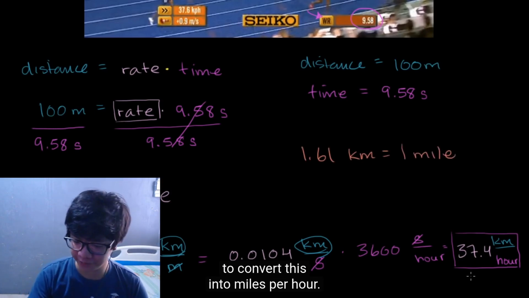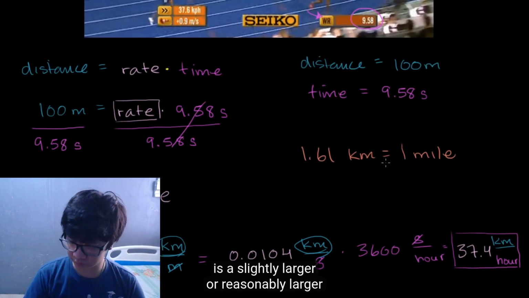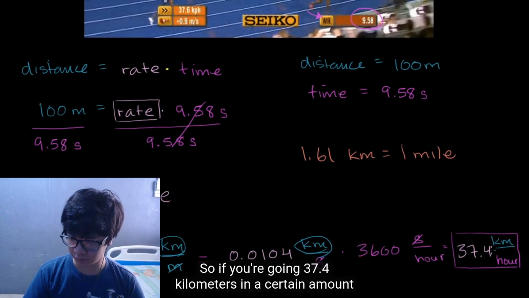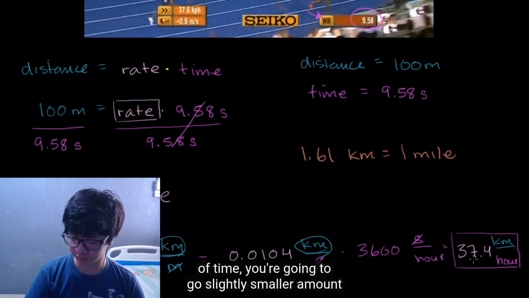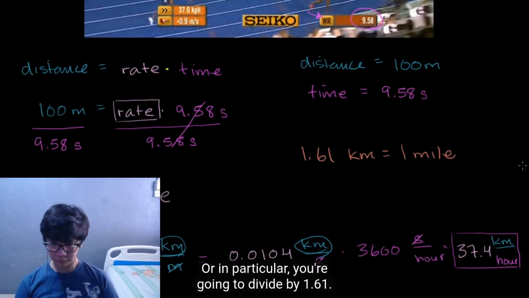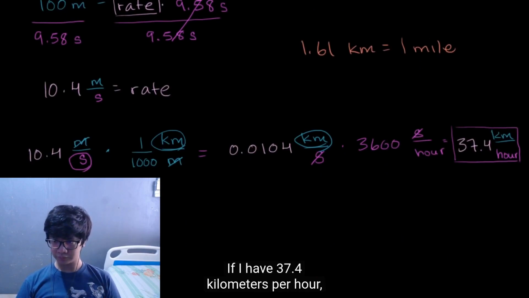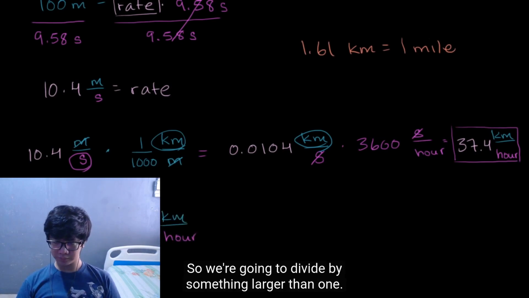Well, as you see from this, a mile is a reasonably larger unit than a kilometer. So if you're going 37.4 kilometers in a certain amount of time, you're going to go a slightly smaller amount of miles in a certain amount of time. Or in particular, you're going to divide by 1.61. Cool. So let me rewrite it. If I have 37.4 kilometers per hour, we're going to a larger unit. We're going to miles. So we're going to divide by something larger than 1.